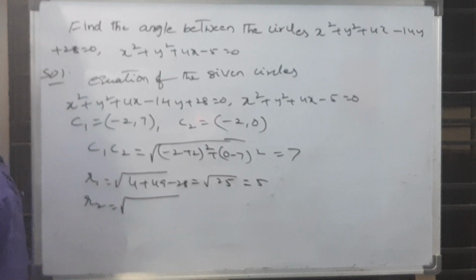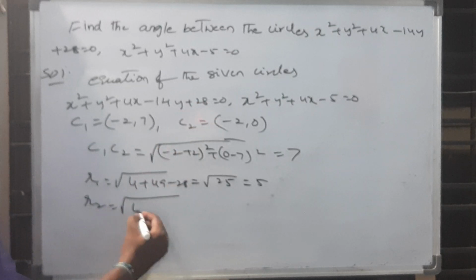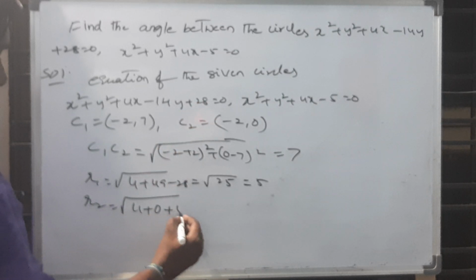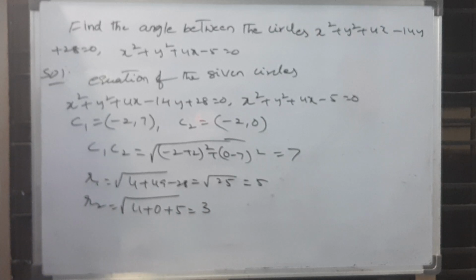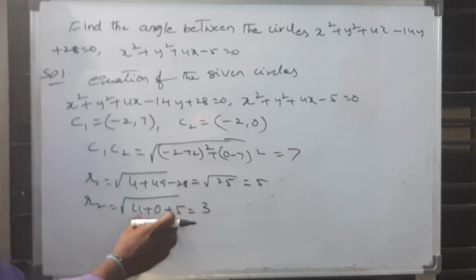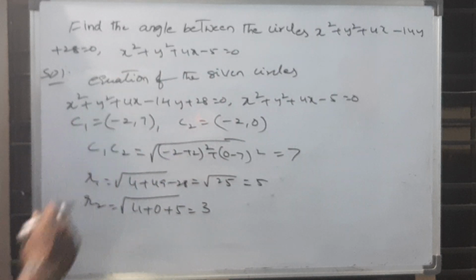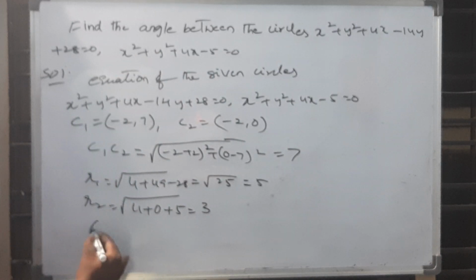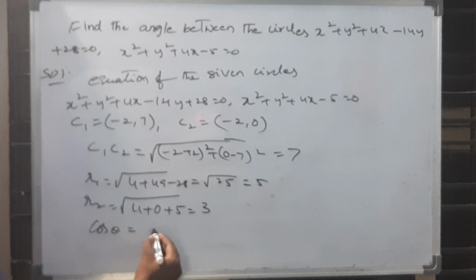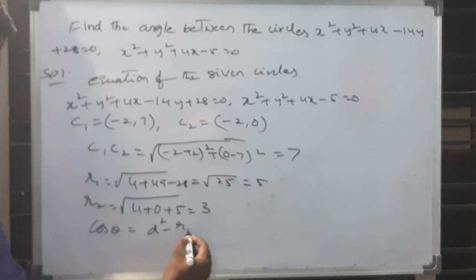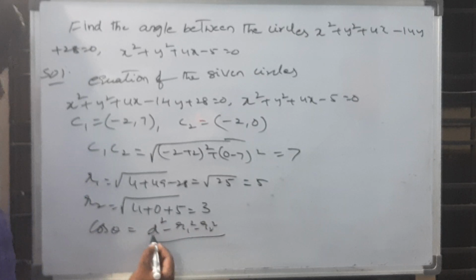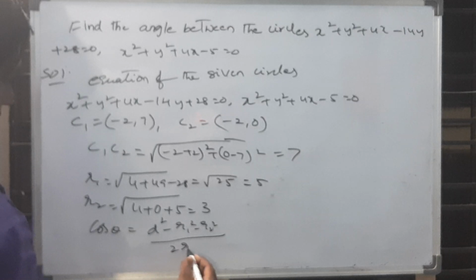R2 is square root of 4 plus 0 plus 5, 4 plus 5 is 9. Square root of 9 is 3. So now theta is the angle between the circles. Then the formula for cos theta is d square minus r1 square minus r2 square by 2 into r1 r2.